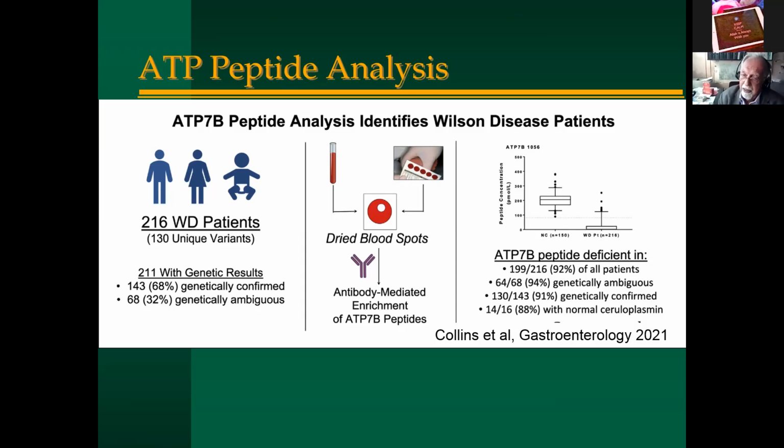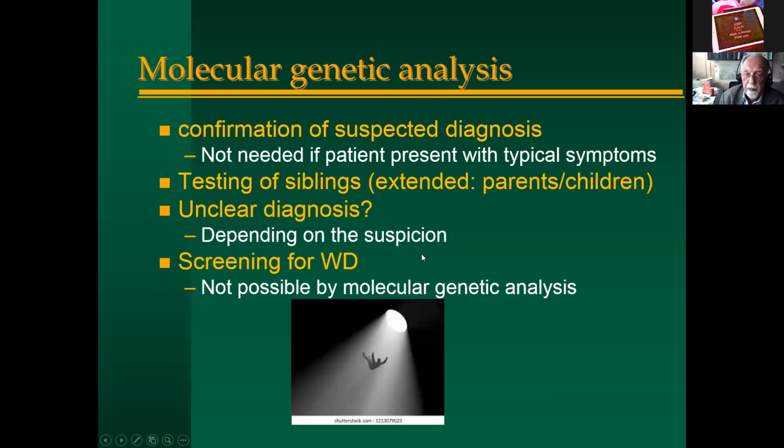So I think it's not 100%, it's just a 90% method. And even in patients with normal ceruloplasmin, 88% have a low ATP level. This is a very simple test. You only need a blood spot. It can be automated, and hopefully there will be a commercial kit for this one.